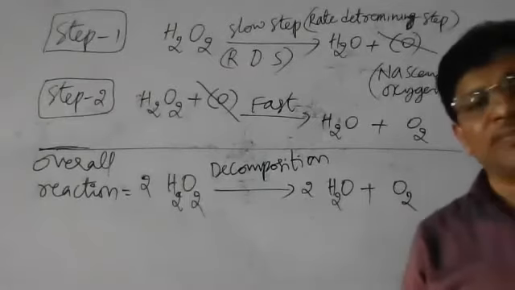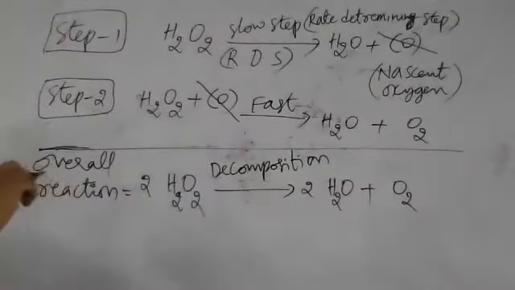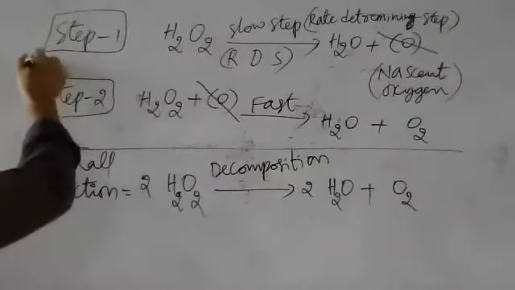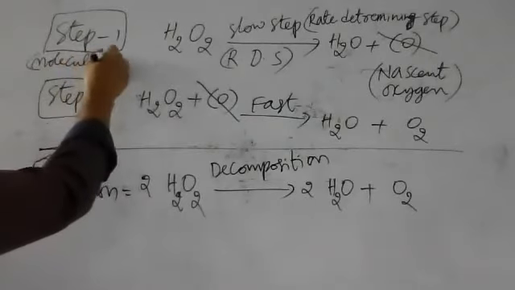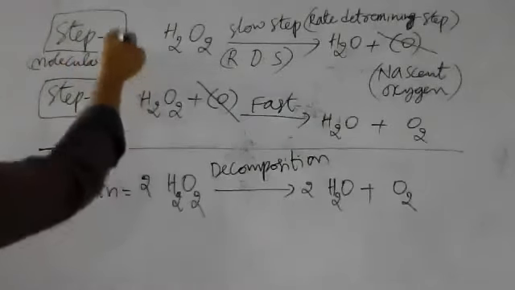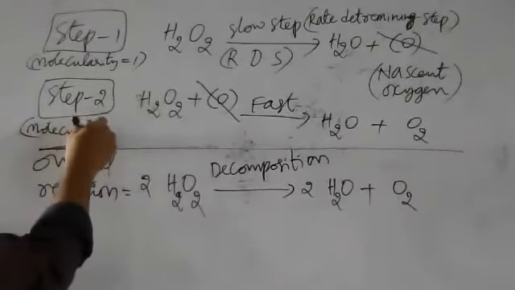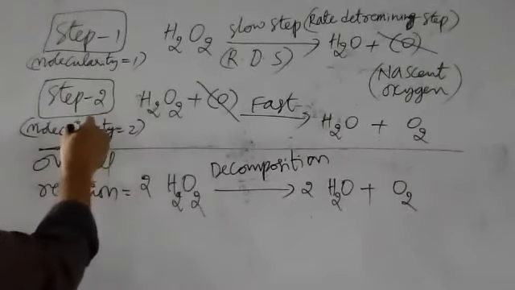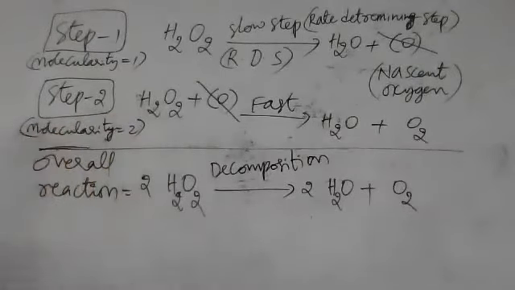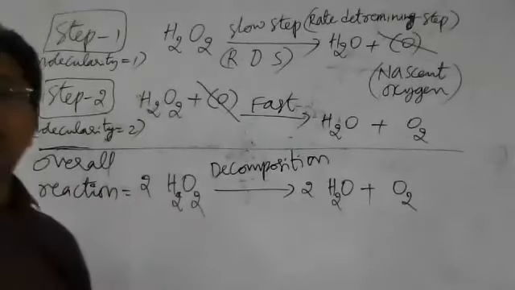Is the concept clear? So what we have to understand now? Having molecularity one for the slow step. For the fast step, for the second step, molecularity is 2. Molecularity of slow step is what? 1.